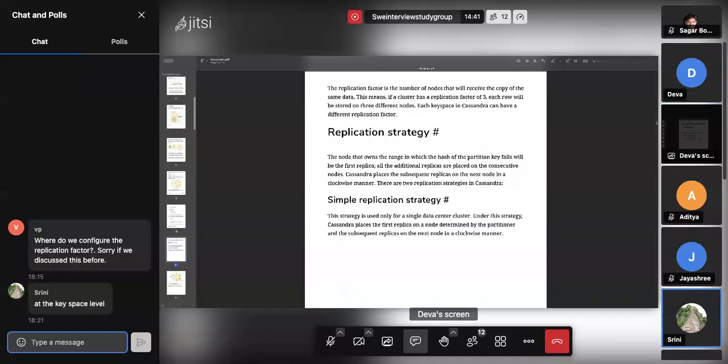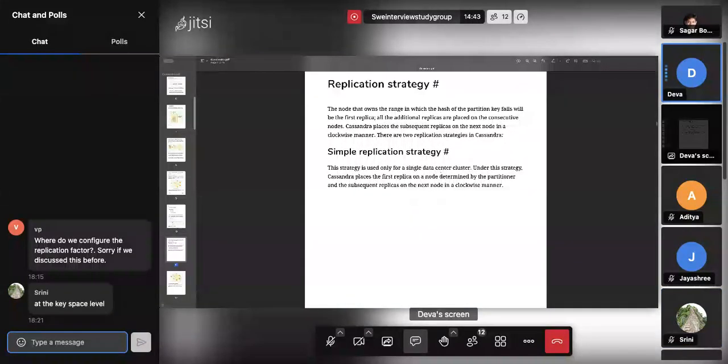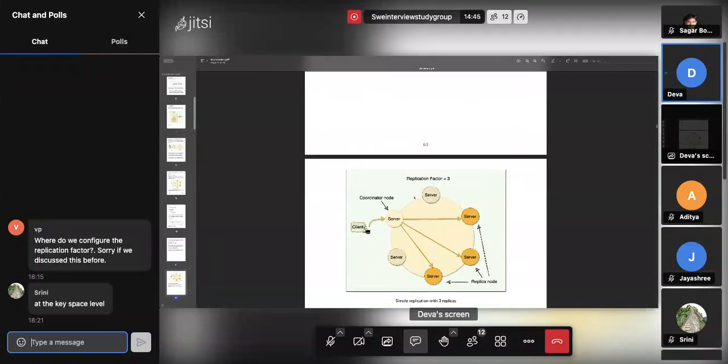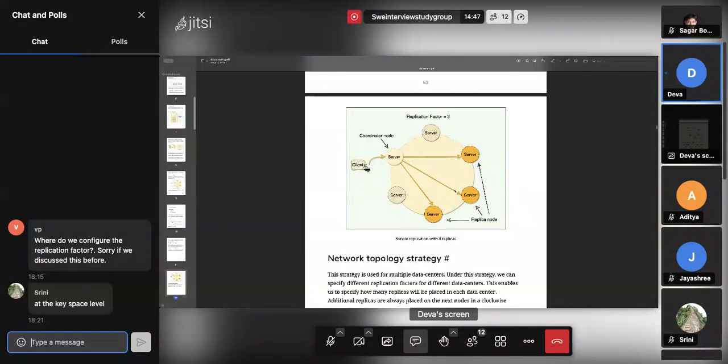So till this one, this is just a simple replication strategy. We have a client, and then the client picks one coordinator. Then I think the coordinator node can be a partitioner key also, because here I see that the coordinator node is different from the replicas. So there are three replicas plus the coordinator. My understanding is the coordinator node is not considered for replication, right?